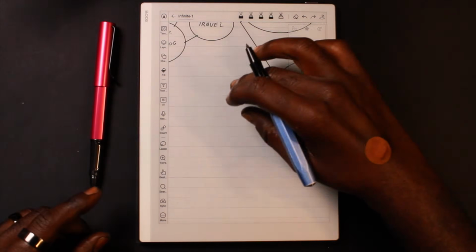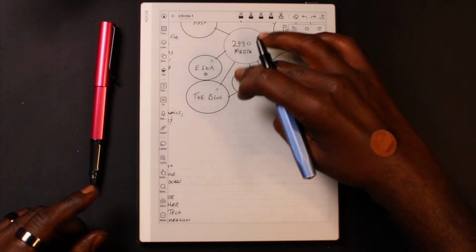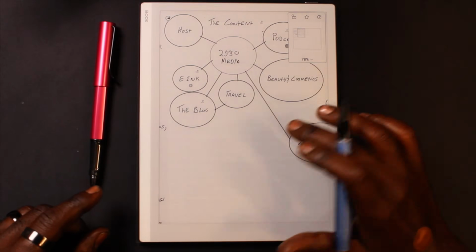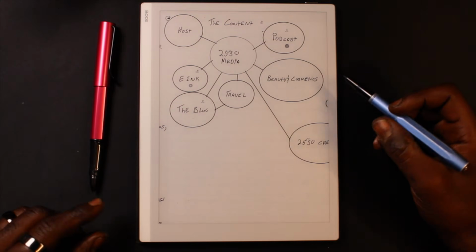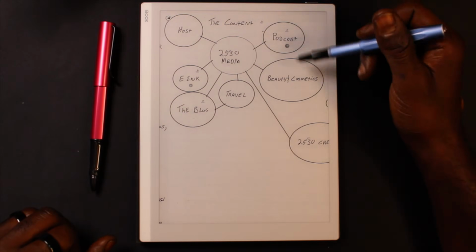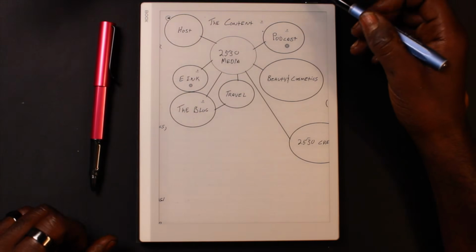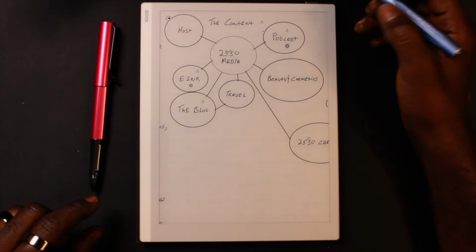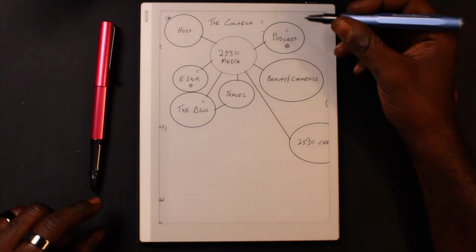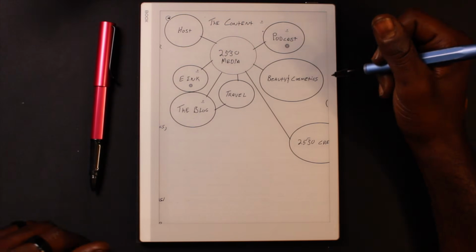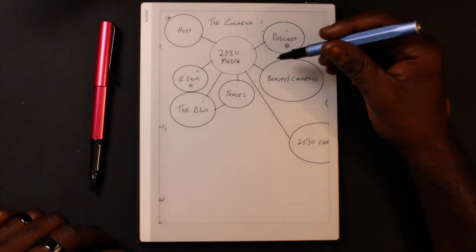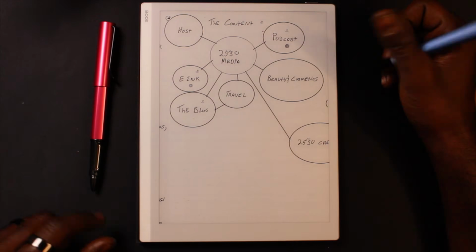So in this view, you'll see it's more or less kind of like a map of all of the content that I am working on or that I am producing with 2530 Media. And I have the different segments of things that you can find, from my host bio to the podcast that we produce, some of the reviews that we do. Dominique Danielle, she does a lot of beauty and cosmetic reviews that we produce.